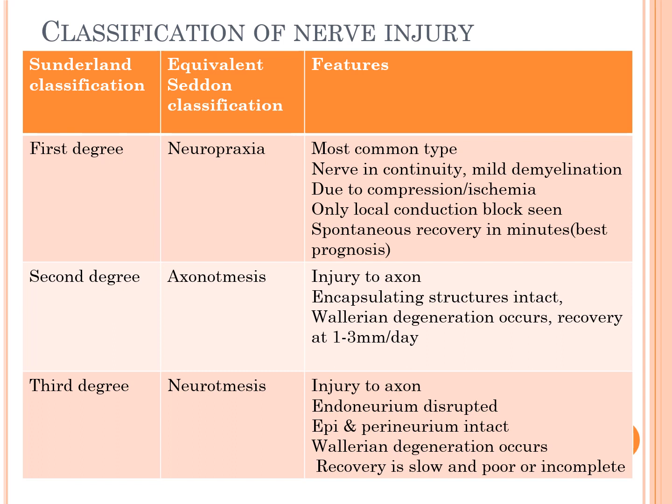And the rate of recovery at this type of nerve injury is 1 to 3 millimeters per day. In third degree nerve injury, that is neurotmesis, here also the injury to the axon occurs, but the endoneurium will be disrupted, whereas epineurium and perineurium will be intact. Here also Wallerian degeneration occurs, but because the endoneurium is disrupted, the recovery will be very slow and it may be poor or sometimes incomplete. Complete regeneration is not possible in this type of nerve injury.